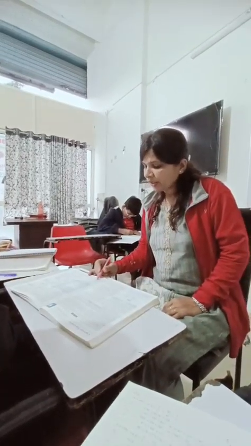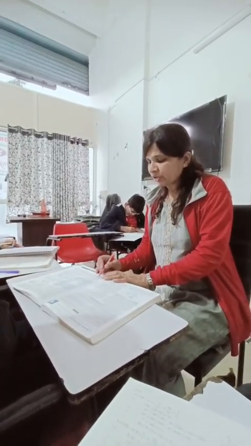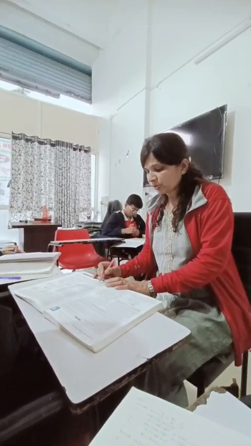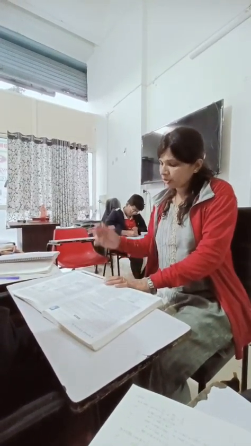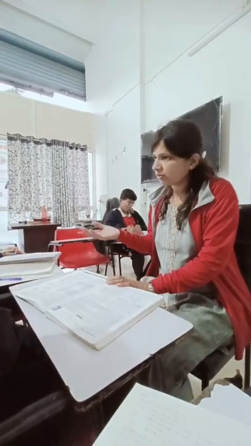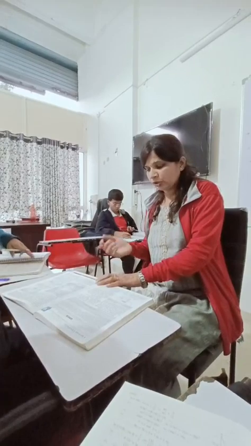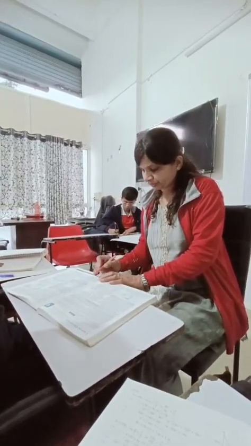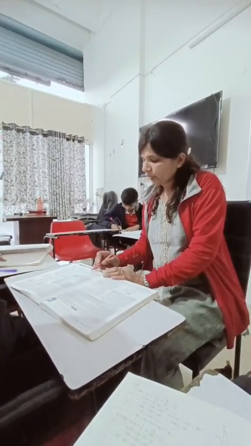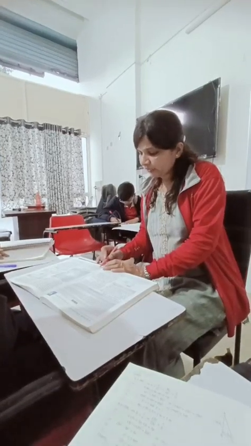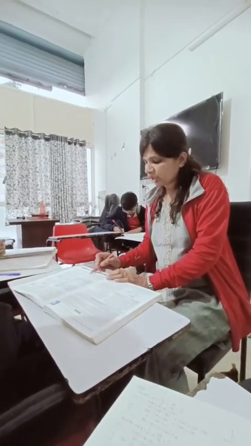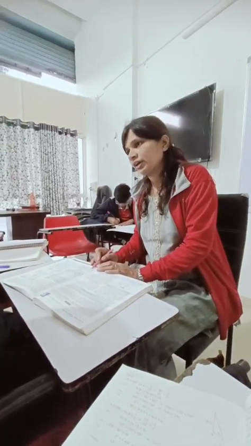So the body gaining electrons becomes negatively charged, while the body losing electrons becomes positively charged. The body which gains electrons is negatively charged, and the body which loses electrons becomes positively charged. A positively charged body has a defect of electrons, while a negatively charged body has an excess of electrons.